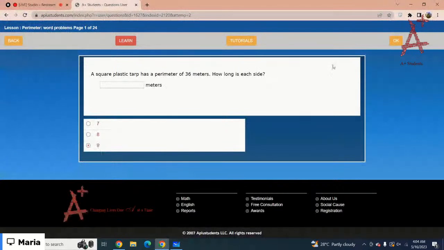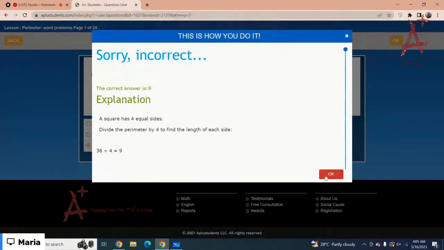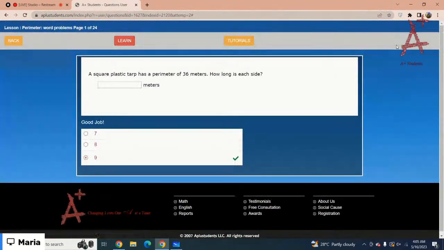Or you can use the easiest way. You are given three options. You can just add them, like 7 plus 7 plus 7, and see which makes 36. It would be the last one that makes 36. The same method is explained, so it would be 9.